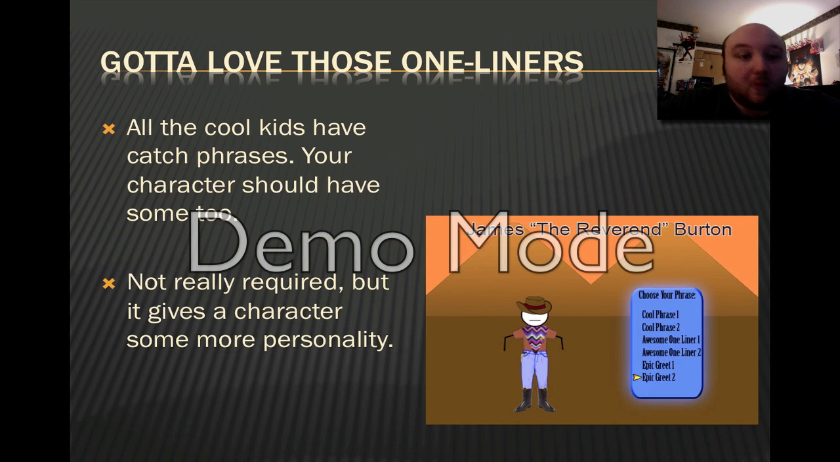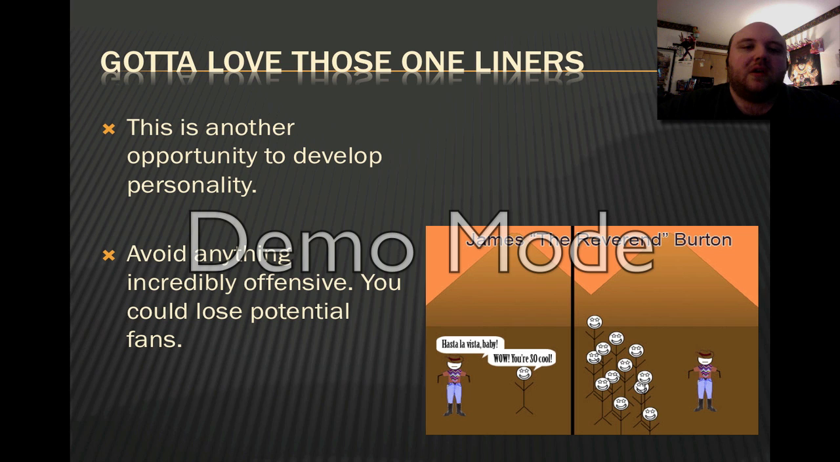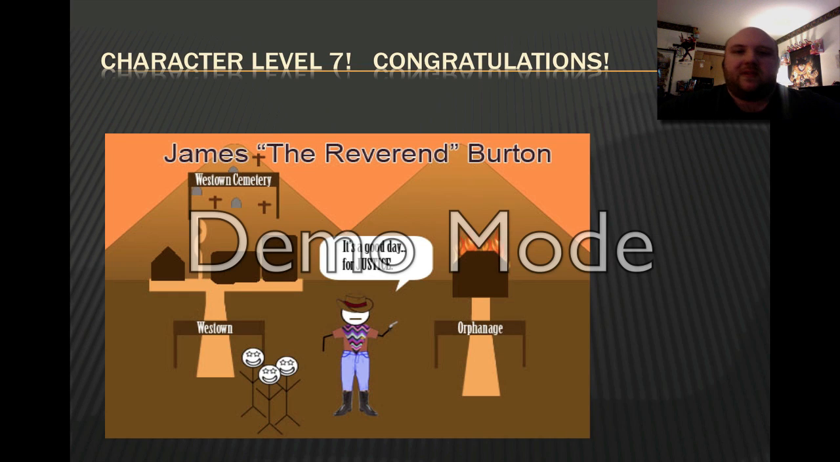And last, we're going to hit up the one-liners, and this is what your character says, like the cool catchphrases, the witty retorts. You gotta have the banter with the bad guys. And this part isn't always required, but it still adds some personality to your character, and so I think it's fairly important. Again, it's another chance to develop personality, but you don't want to do anything too offensive. You probably shouldn't have him run around shouting racial slurs or anything like that. That's going to offend people, and you're going to lose fans, and no one's going to want to read your stuff. So that would be bad.